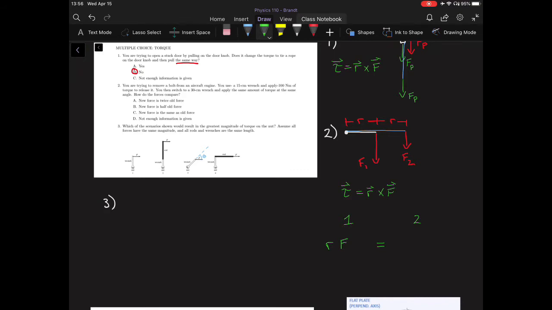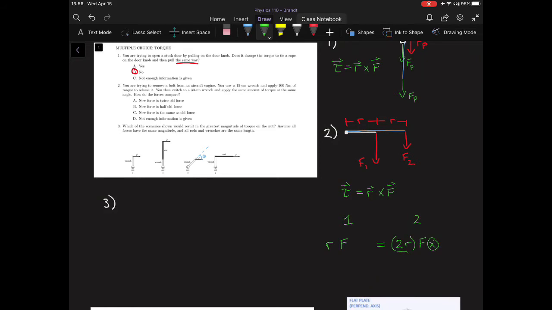So this one has to be 2R times some multiple of F, and let's just call that X. We want to know what our X is, how many multiples of that force we have. So if we know that it's twice the radius, then that means that the force has to be 1/2 in order to give us the same torque.